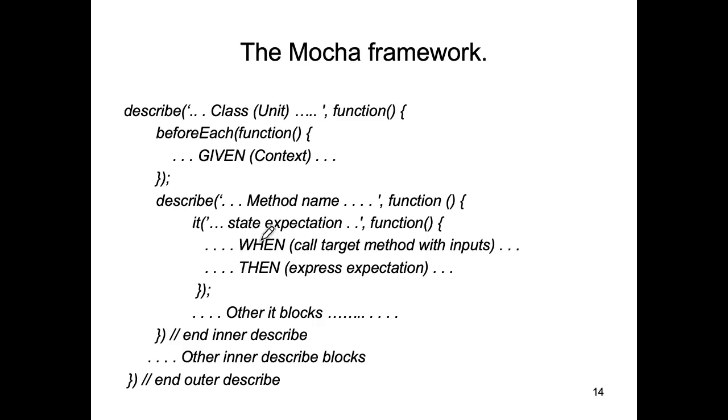The when usually translates into you're actually invoking the method that you're testing. You're invoking it with certain parameters. The parameters will be dictated by your given when then that you've already thought about. And the then part is where you express your expectations. And we haven't seen yet how we actually express expectations in code. Because at the end of the day, this is all going to be JavaScript code. It's not some other kind of high-level language written on top of JavaScript. It's going to be pure JavaScript.